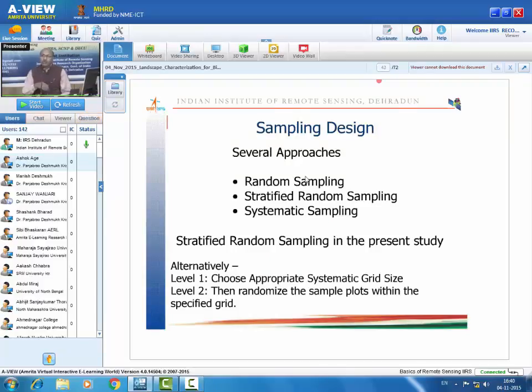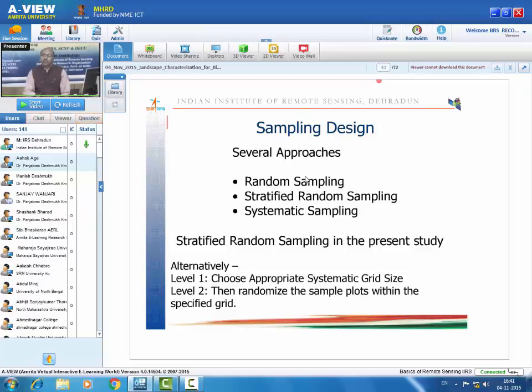Okay, and once we have done the mapping, we can go for sampling, and there are different approaches like random sampling. Sampling, basically, you see from remote sensing, you cannot identify a species. Therefore, we have to go to the field. We have to lay a sample plot. From the sample plot, we have to find out what species of trees are there, what species of shrubs are there, what are the herbaceous plants growing in that area, what are the epiphytes growing there, what are the lithophytes growing there. All those things we have to quantify.